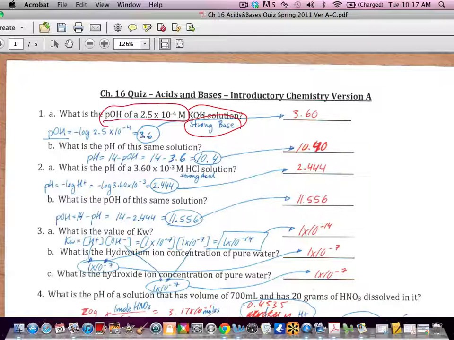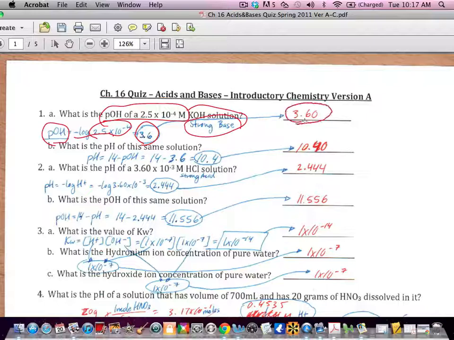You know this because it has OH in it. So you can find the pOH by taking the negative log of the concentration of the base. So the negative log of 2.5 times 10 to the minus 4 equals 3.6. That's the pOH of that base, of that concentration.